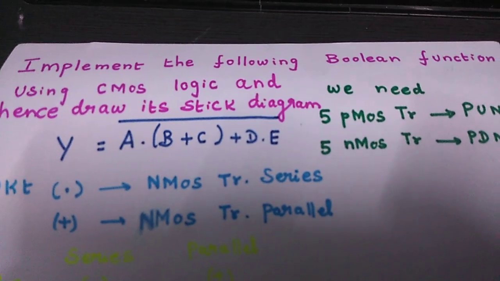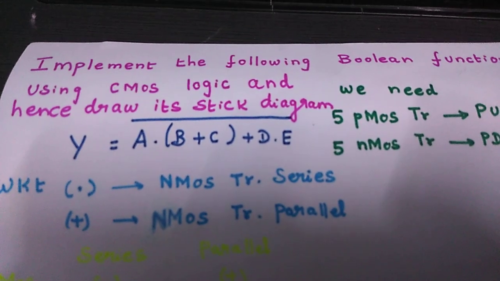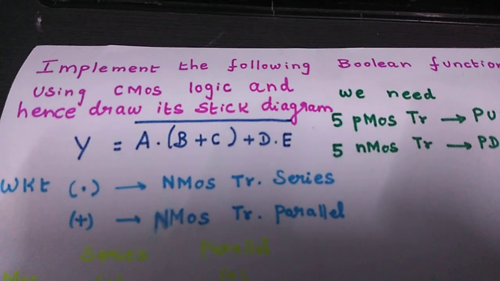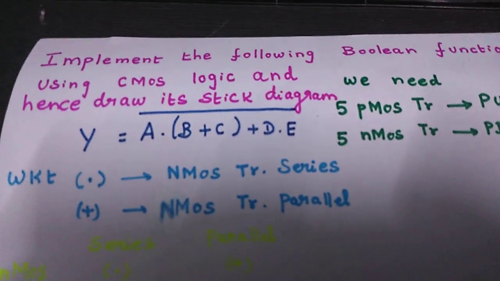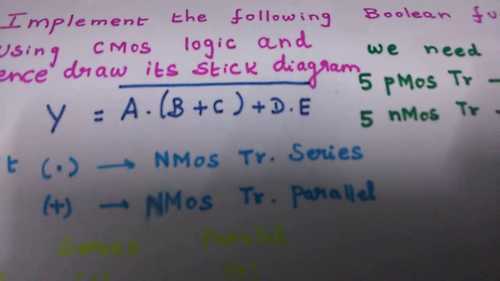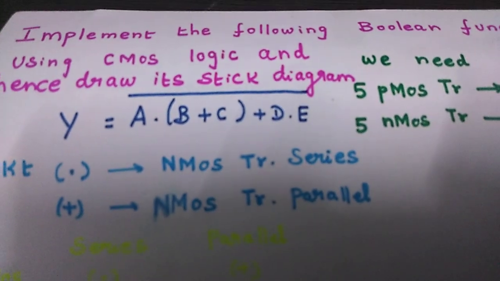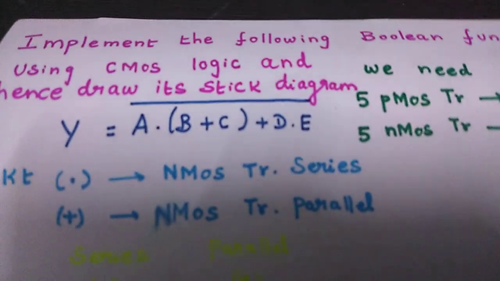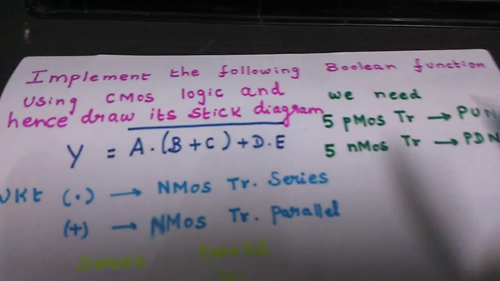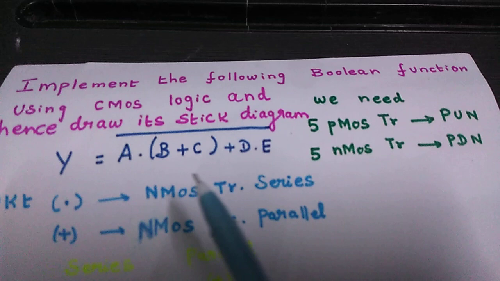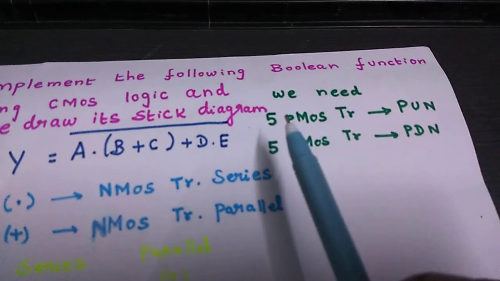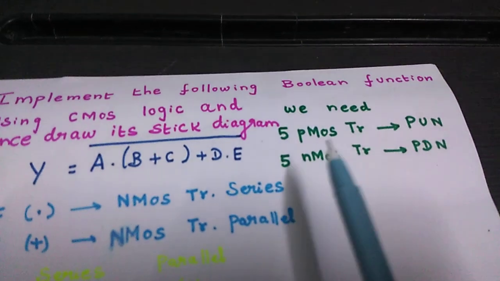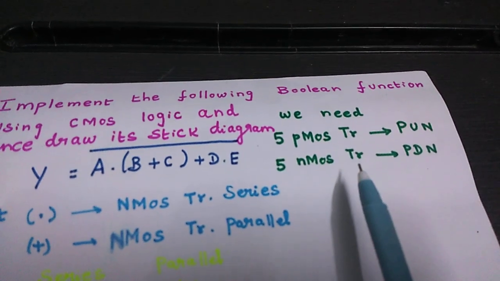Hello everyone. I welcome you all to today's session on the implementation of a Boolean function using CMOS static logic and drawing its stick diagram. We are given the Boolean function Y = A.B + C + D.E. Since we have 5 inputs, I have to take 5 PMOS transistors and 5 NMOS transistors.